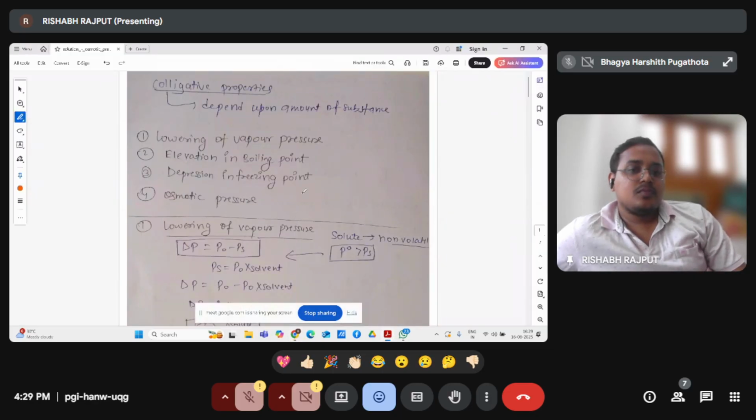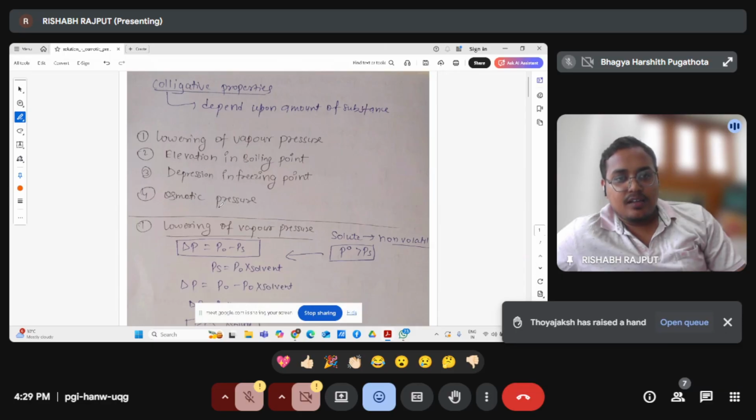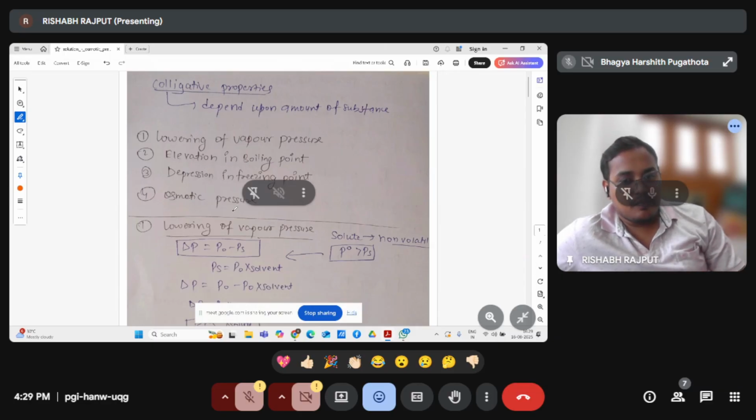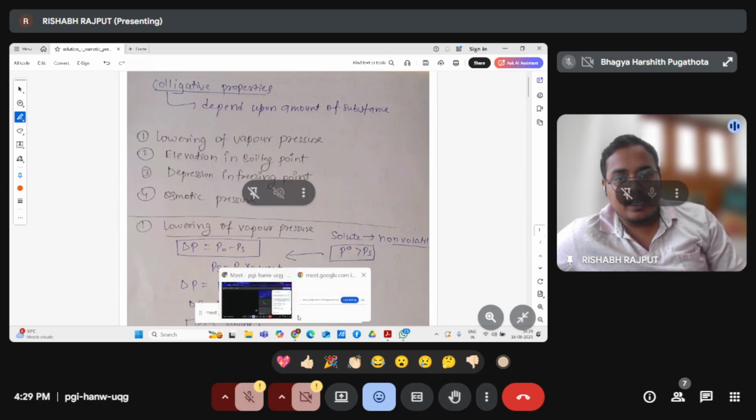I am saying that all these formulas are just experiment. After the experiment they get this thing. It is not a mathematical expression.